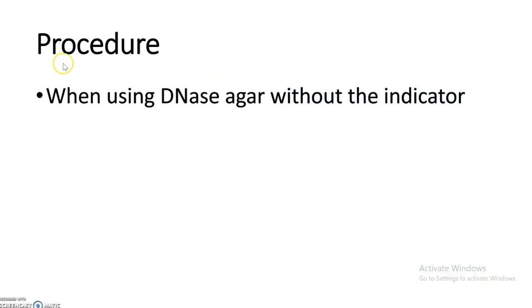The procedure when using DNase agar without indicator. As I told you, in this you have to add HCl. HCl is hydrochloric acid.